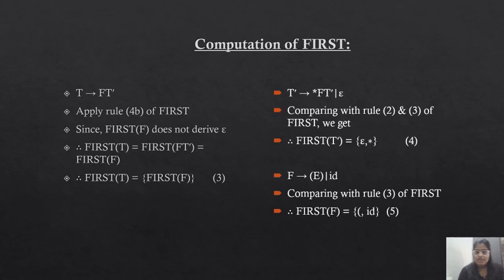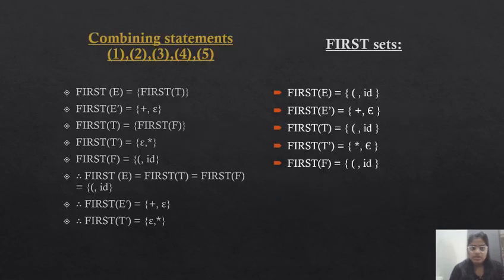First of T is nothing but first of F. Next, combining the statements 1, 2, 3, 4, and 5, the first sets for the given grammar will be: first of E is ID and the bracket, and first of E dash is plus and epsilon.